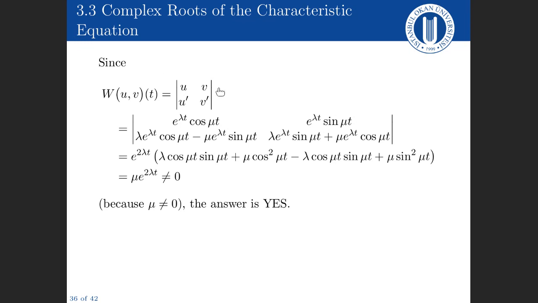Using the formula, determinant of the 2 by 2 matrix u, v, u prime, v prime. Put everything in, and we end up with mu e to the 2 lambda t. An exponential function is always not equal to 0. Because we have complex numbers, lambda plus or minus i mu, mu must also not equal 0. So the Wronskian must not be equal to 0. Therefore, u and v are linearly independent.